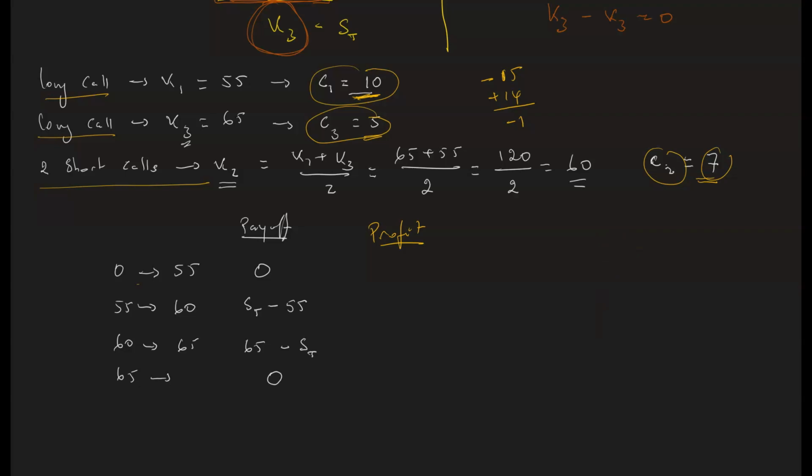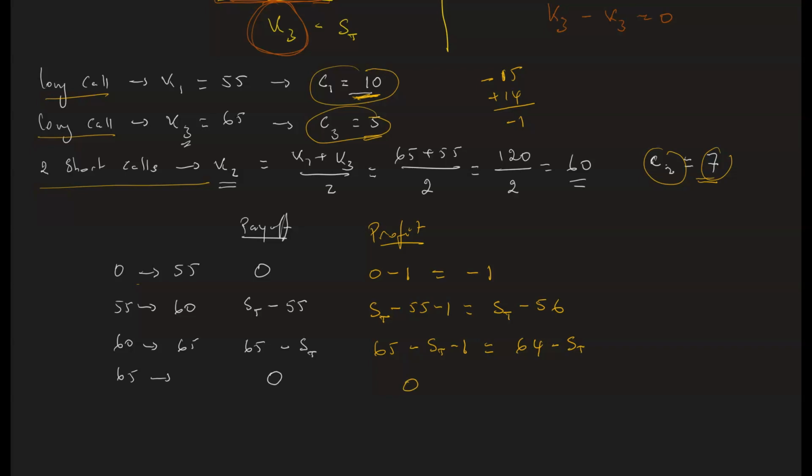So for the first scenario, we're going to be at 0 minus 1, which is equal to minus 1. In this case, what we're going to have is the stock price minus 55 minus 1, which is going to be stock price minus 56. And the third one is going to be 65 minus the stock price minus 1, which is essentially going to be 64 minus the stock price. And the last outcome is going to be equal to 0. That's what we have here.